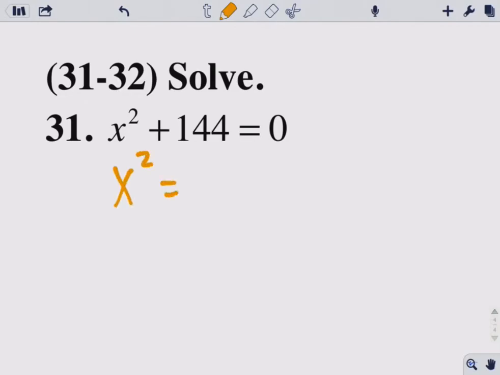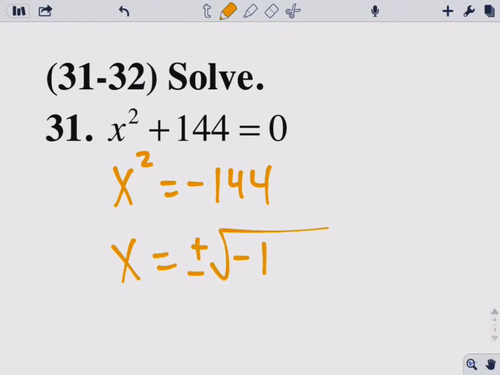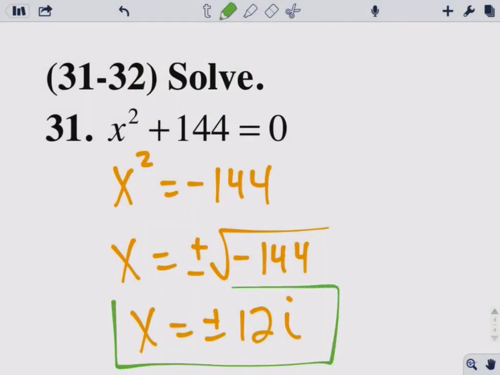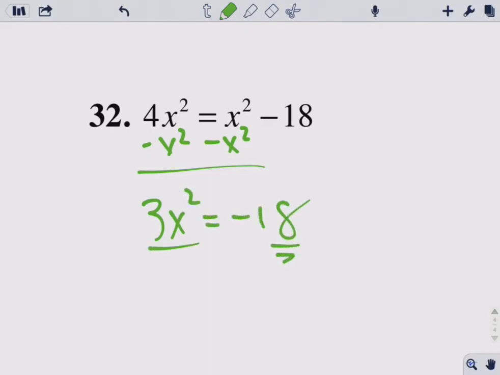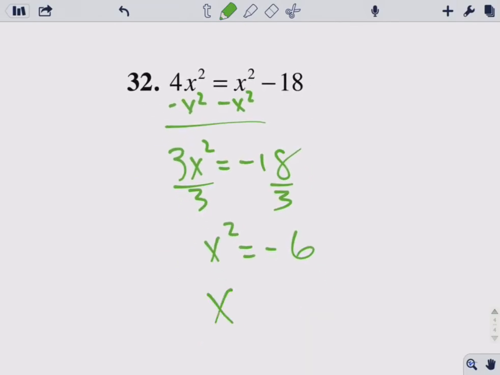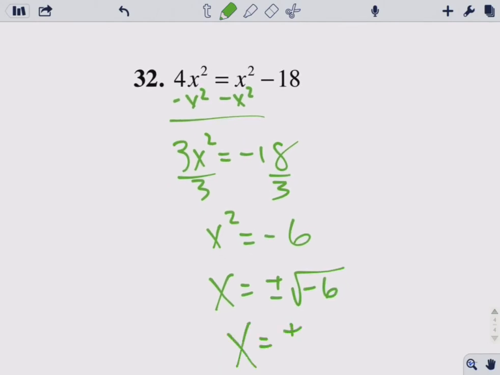x squared equals negative 144. x is equal to plus or minus the square root of negative 144. So x is equal to plus or minus 12i. Alright, subtract the x squared. You get 3x squared is equal to negative 18. Divide by the 3. You get x squared is equal to negative 6. Take the square root. You get plus or minus the square root of negative 6. Or x equals plus or minus i root 6. Okay, that's page 3.